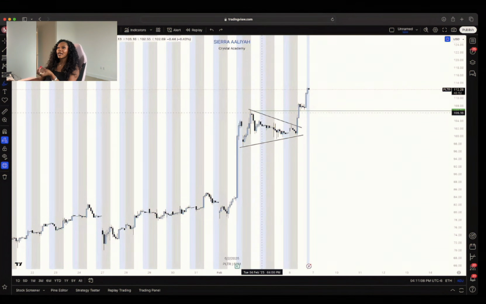So this is a triangle formation, a triangle, wedge, pennant, whatever you want to call it. I personally get tripped up between what's a triangle, a wedge, and a pennant, so I call them triangle, wedge, pennants. So we're going to be calling them triangle, wedge, pennants for the sake of this video.